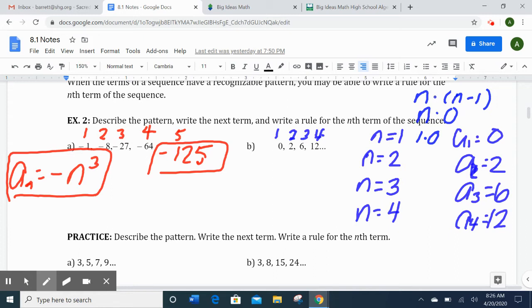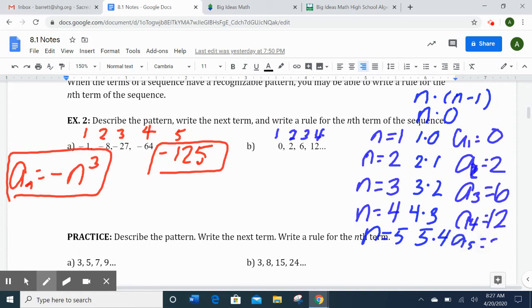So what would that mean for 2? Well, that would mean that I would take n, which is 2, and multiply it by 1 less than that, which is 1. And 2 times 1 does equal 2. So then 3 times 1 less than that is 3 times 2, which is 6, and then 4 times 1 less than that is 3, so 4 times 3 is 12.